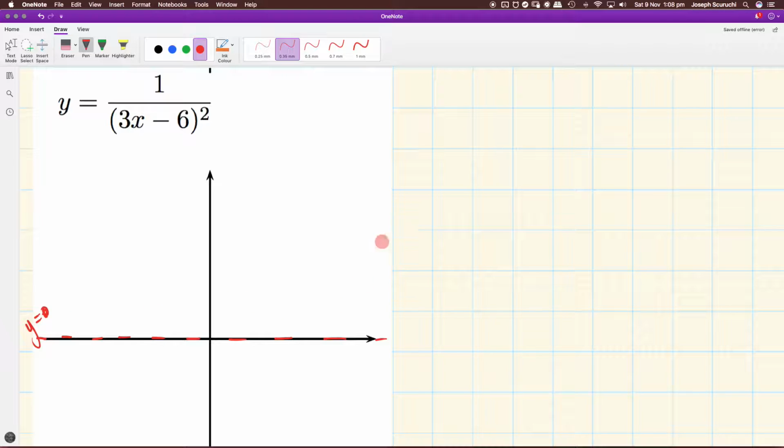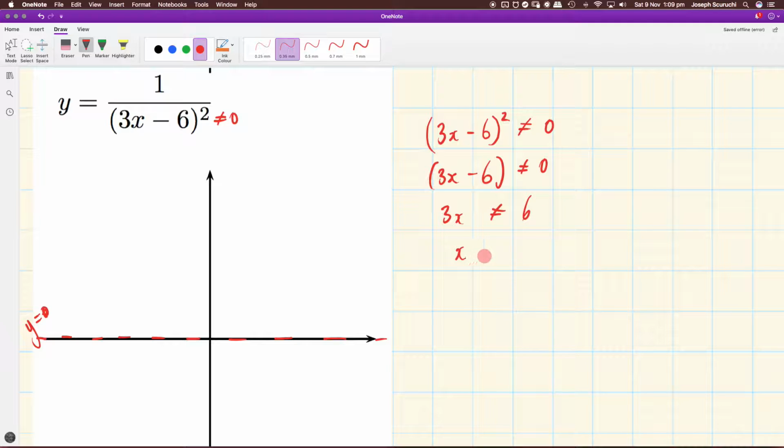But let's remember that my denominator cannot equal 0. So if I was to write that out, (3x minus 6) squared cannot equal 0, then do some rearranging. So I'm going to square root both sides. I'm going to be left with this. And then I'm going to move my minus 6. And then I will be left with 6 divided by 3 is 2. And let's see if this checks out.